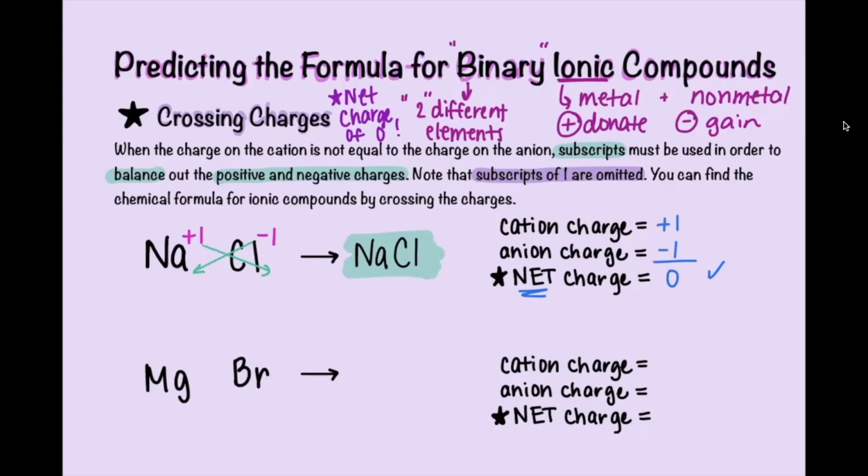Let's try the next one. Magnesium is in group 2A, so it has 2 valence electrons and will more likely form Mg2+. But bromine is in group 7A, so it has 7 valence electrons. And because it's a nonmetal, and all it needs is 1 valence electron to have a full valence shell of 8 electrons, it'll more likely form a -1 charge. So when we cross the charges, we'll get MgBr2. And what these subscripts tell us is that we have 1 magnesium for every 2 bromines.